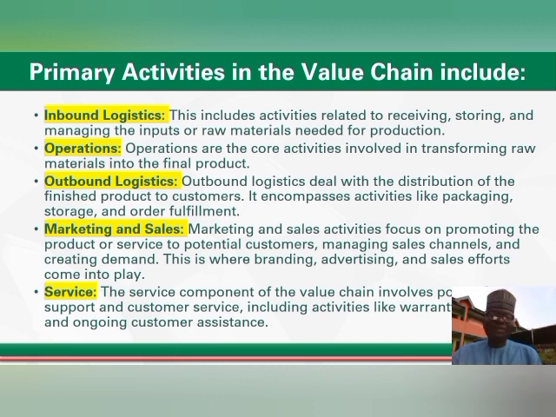Now, talking about primary activities, we talk about inbound logistics. This includes activities related to receiving, storing, and managing the input or raw materials needed for production. Then we go to operations. Operations are the core activities involved in transforming the raw materials into the final product. Talking about outbound logistics, outbound logistics deal with the distribution of the finished product to customers. It encompasses activities like packaging, storage, and some other aspects that are involved.